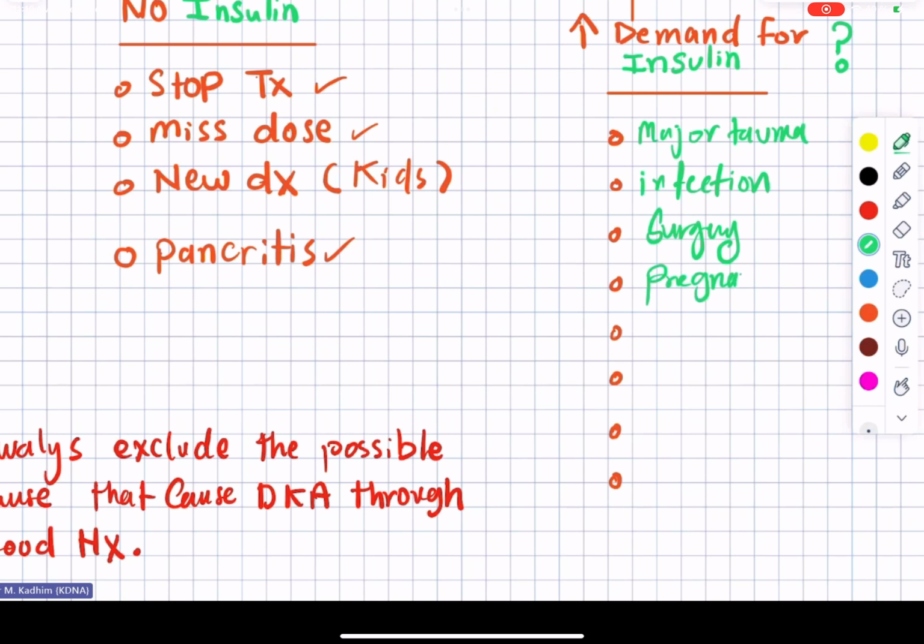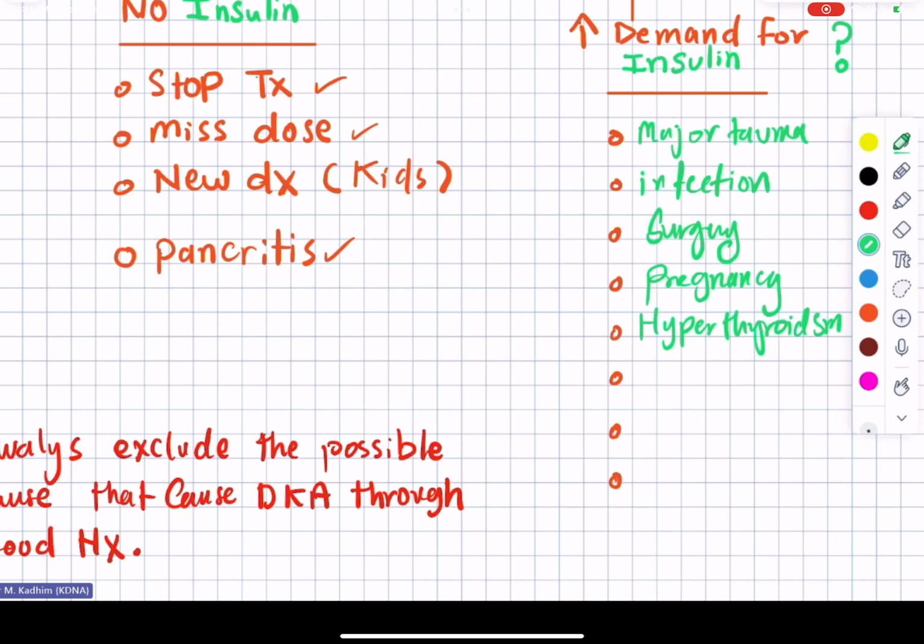Pregnancy. Hyperthyroidism also. Please, if you thought of anything, just talk. It's an open discussion. GI bleeding also. And obesity. MI.